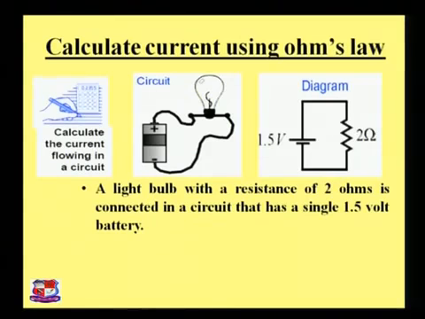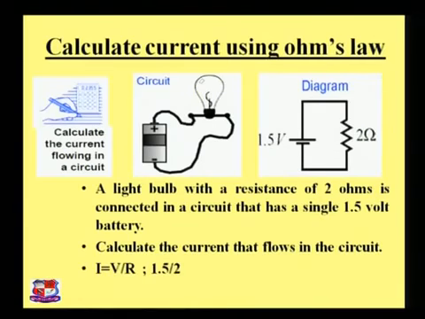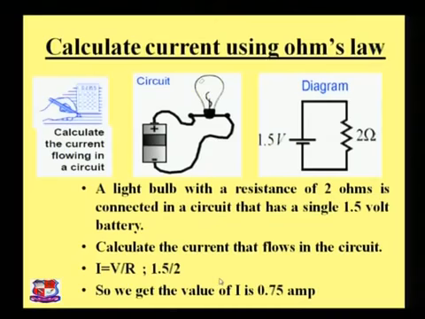So according to Ohm's law, if two quantities are given, we can find out the third quantity, that is the current. Here our main aim is to find out the current. So we can apply the equation of the current, that is I equals V by R. For us V is 1.5 volts and R is 2 ohms. So according to that equation, 1.5 by 2 gives us 0.75 ampere. So if we connect the 2 ohm resistor with the 1.5 volt battery, then the overall current flowing in the circuit is 0.75 ampere.